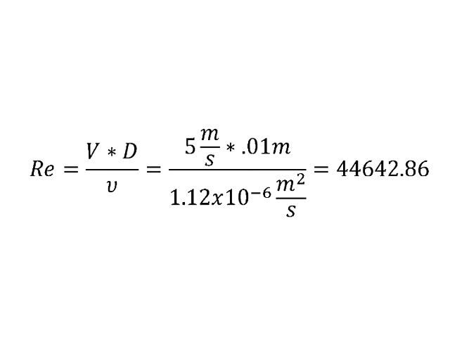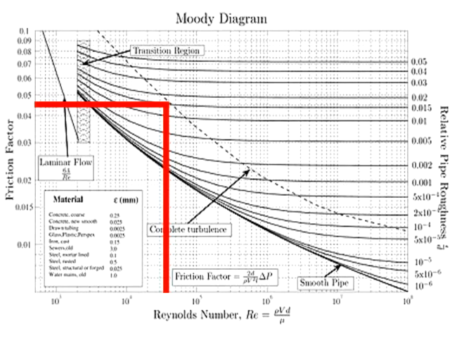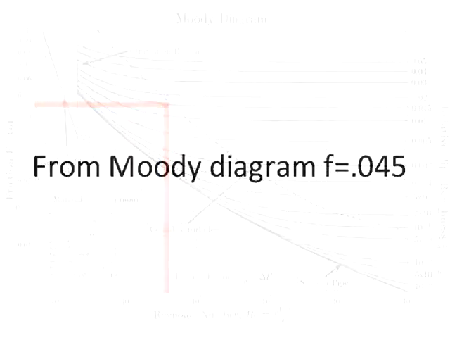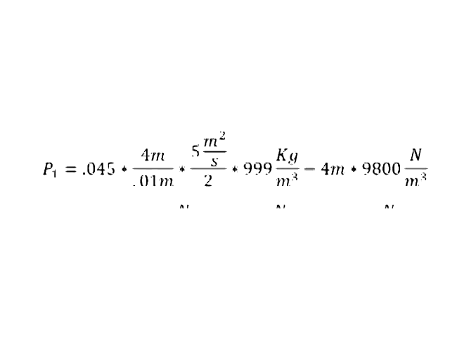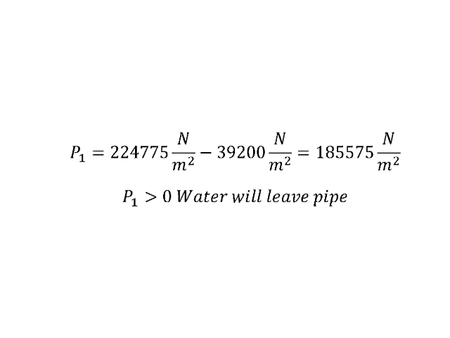We solve for that. Then using the Moody diagram, we can find our F and then input this into our P1 equation and solve. In this case, P1 is greater than 0, which means water will leave the pipe.